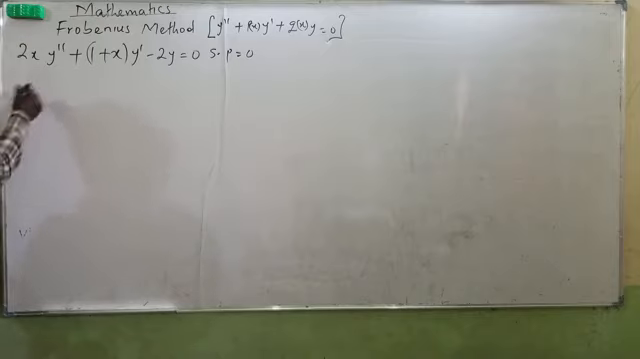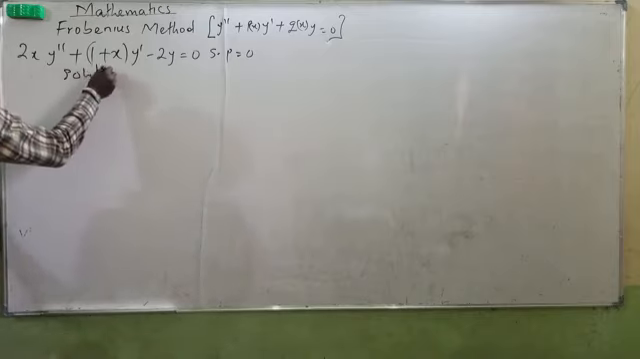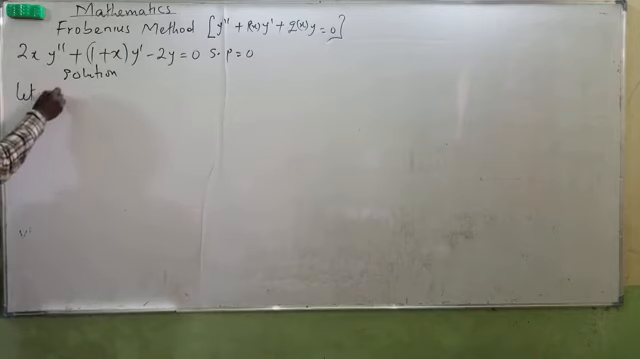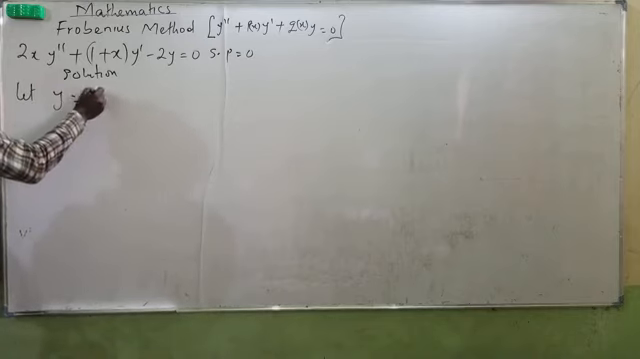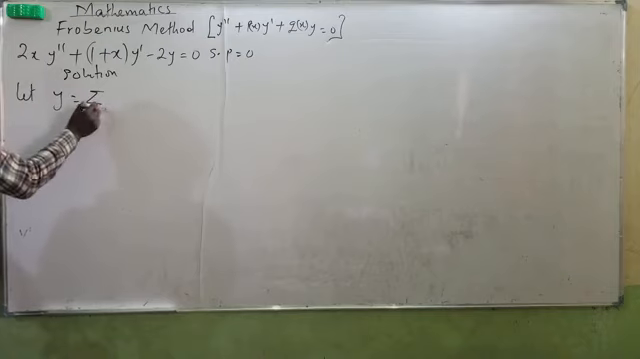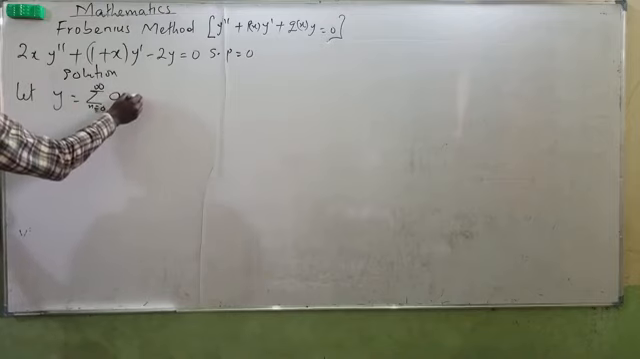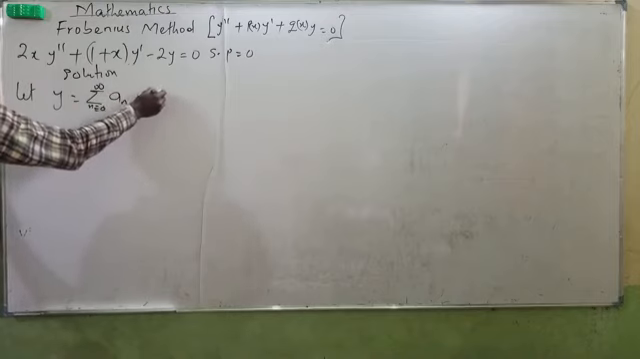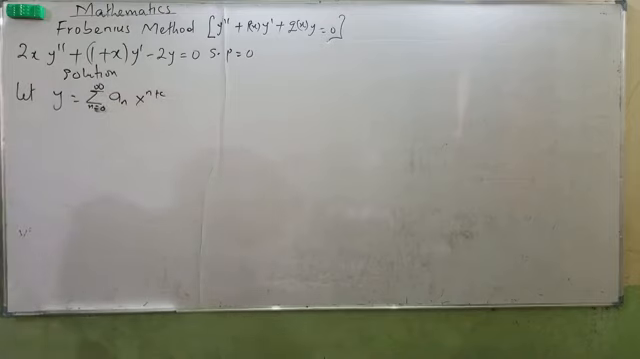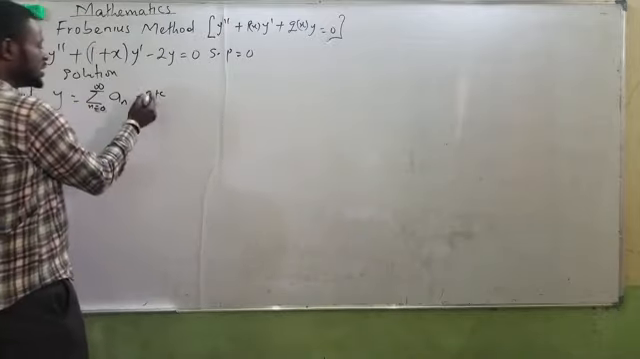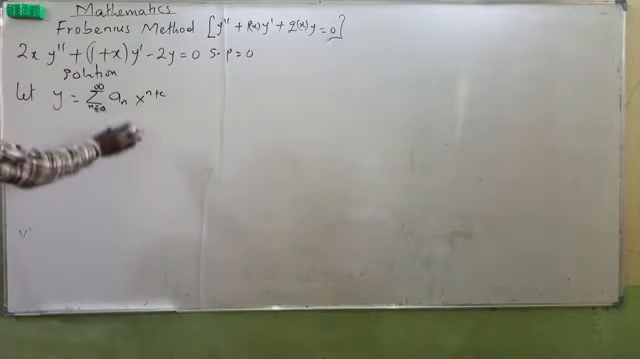Now, the first thing I will do is the solution to this problem. I will let y equal the summation from n equals 0 to infinity of a_n x raised to power n plus c, with c minus 1 as the exponent. Can you see the difference between this and the last one we did? That is what we are going to do.